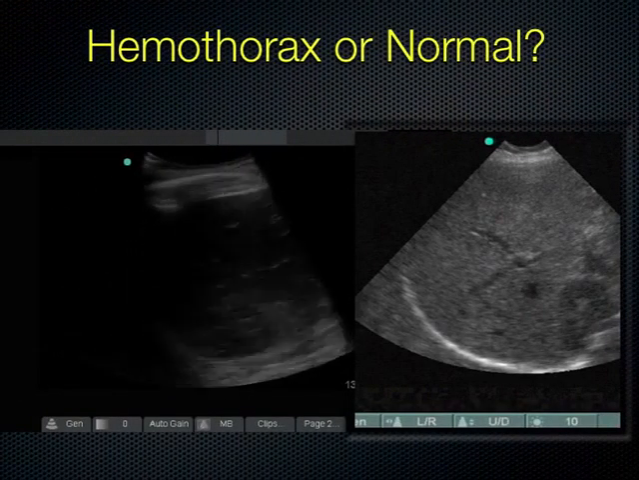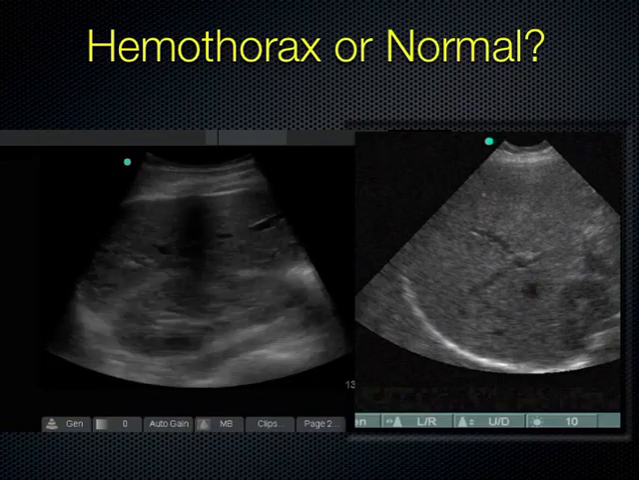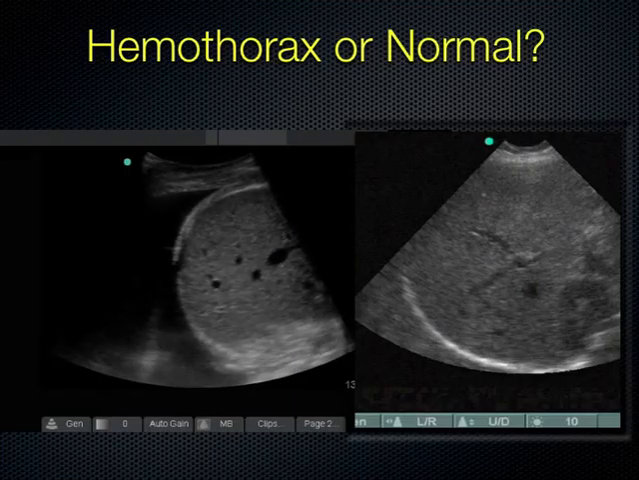This is a trauma patient. In fact, these are both trauma patients. They were both hit by cars. One of them has a hemothorax and one doesn't. By hemothorax, I mean blood in the chest.